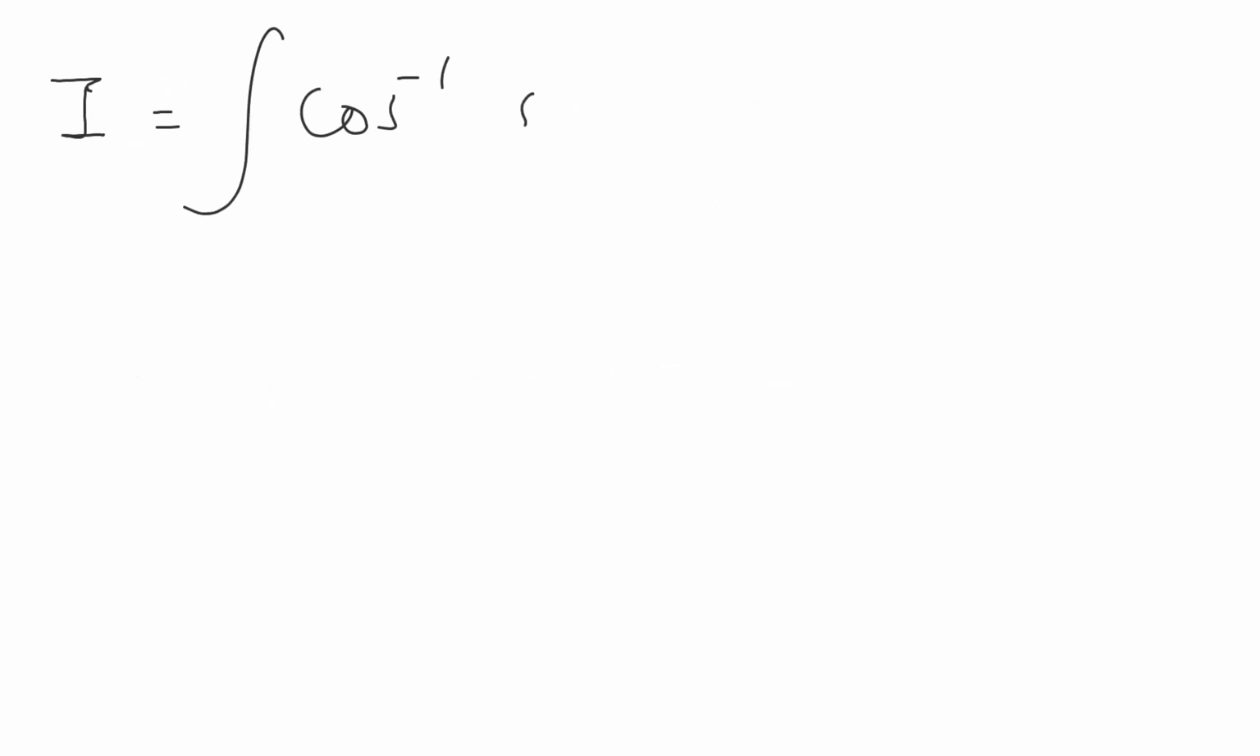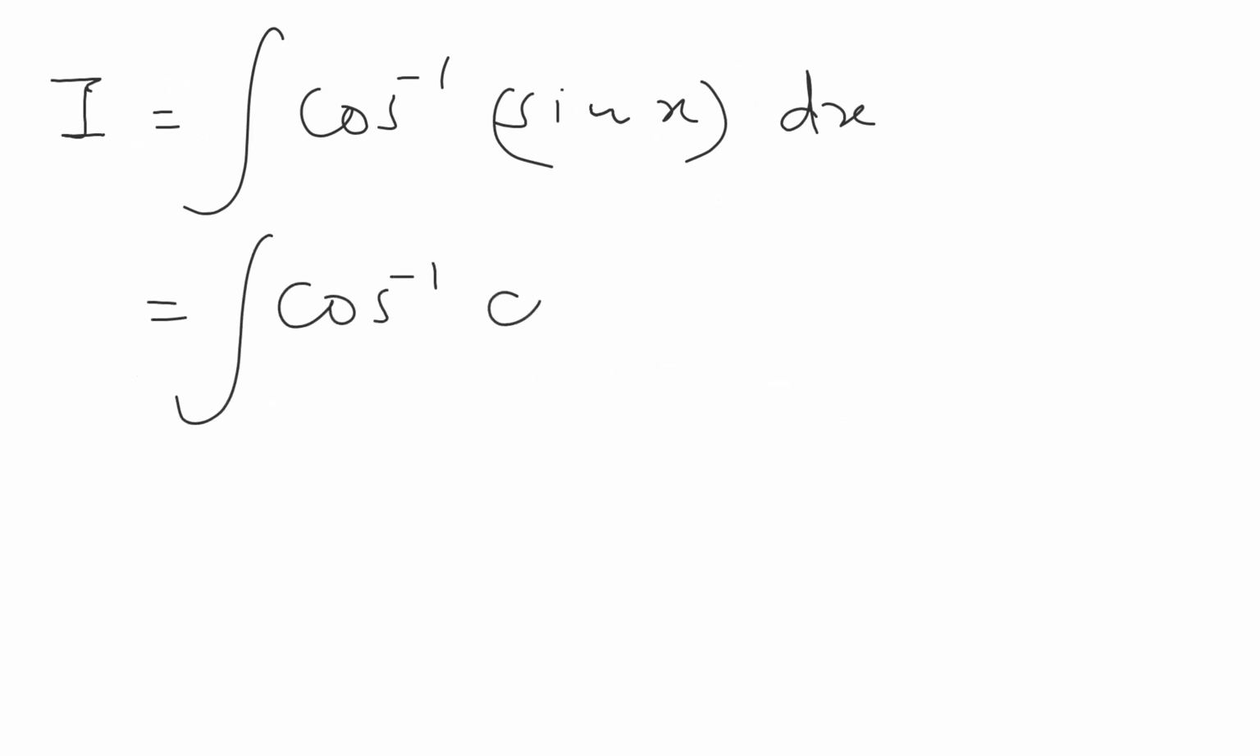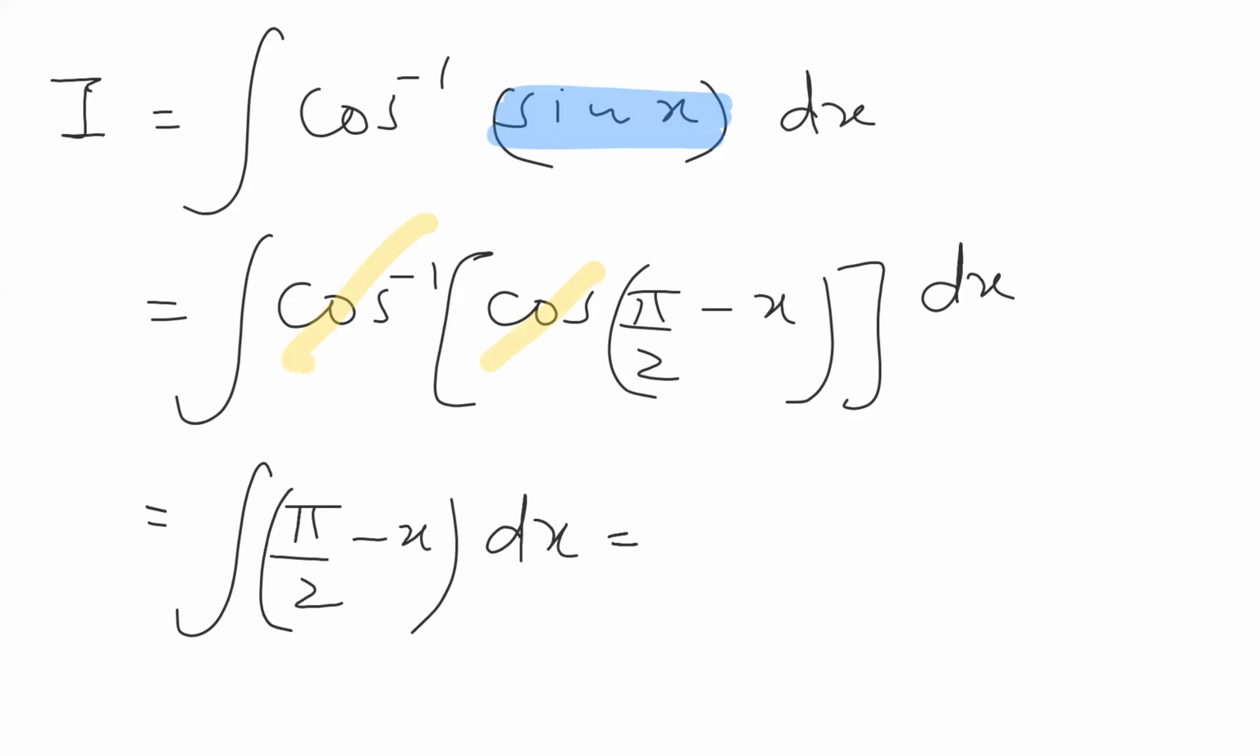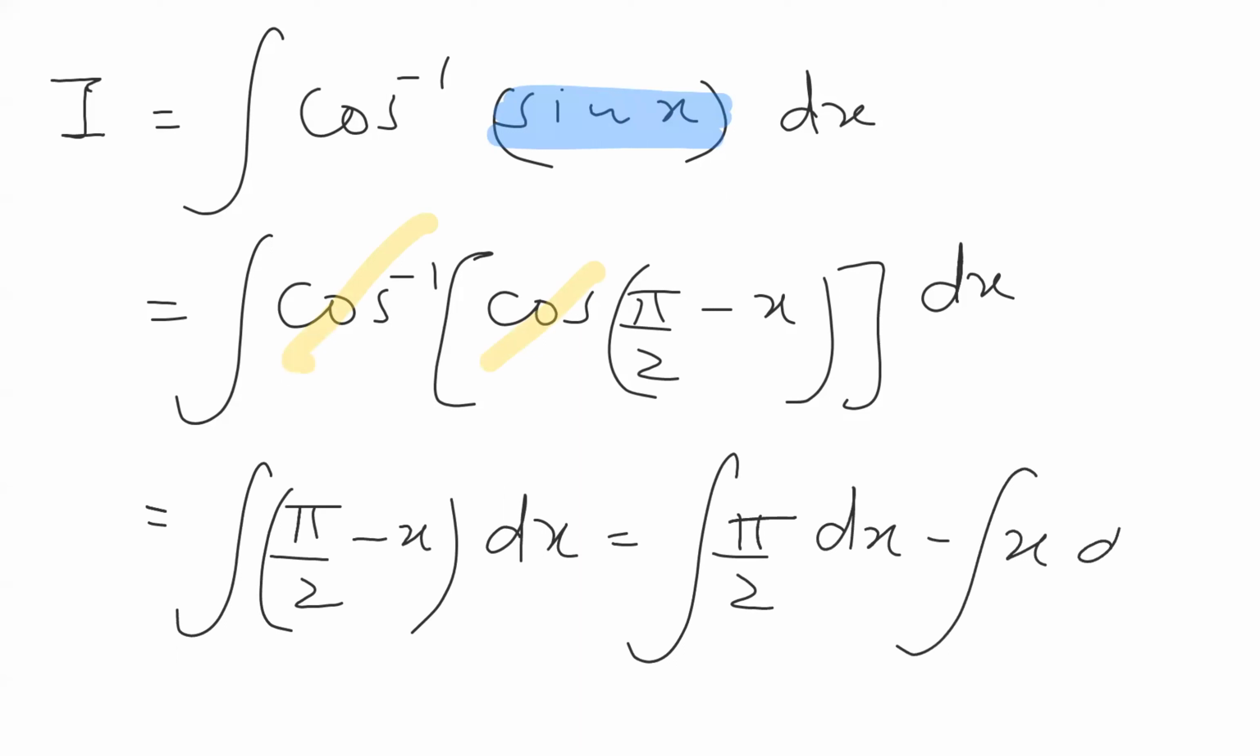Cos inverse of sin x. So I'll just replace the sin with cos so that cos inverse and cos will get cancelled. So the sin I have replaced with cos. Cos inverse and cos is getting cancelled, and we are left with the integration of pi by 2 minus x plus c. So individual integration of pi by 2 minus integration of x dx.